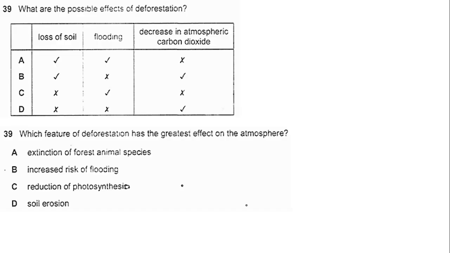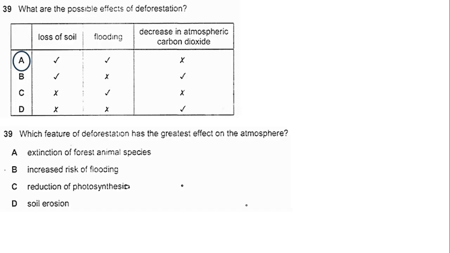Okay, let's answer some questions together. What are the possible effects of deforestation? So, how do we solve such questions? Yes, we go here, see the choices and see what we will choose for each one. Loss of soil, that's true. Erosion, flooding, that's true because of the decrease in transpiration. Decrease in atmospheric carbon dioxide, no, we will increase the carbon dioxide. So the answer is A.